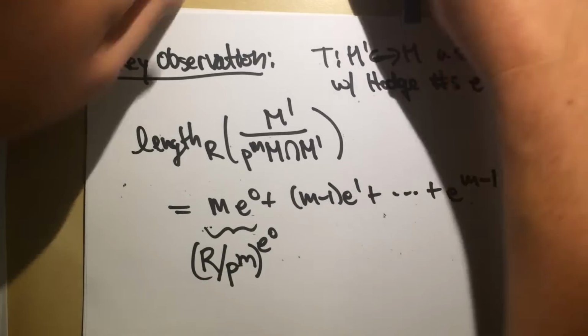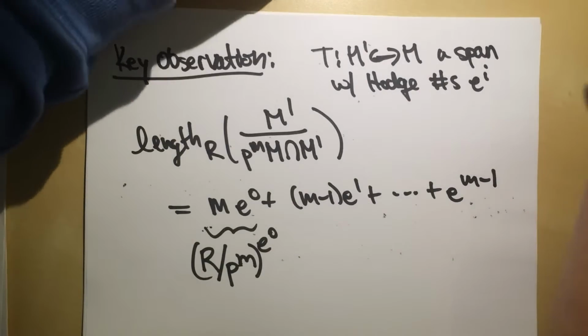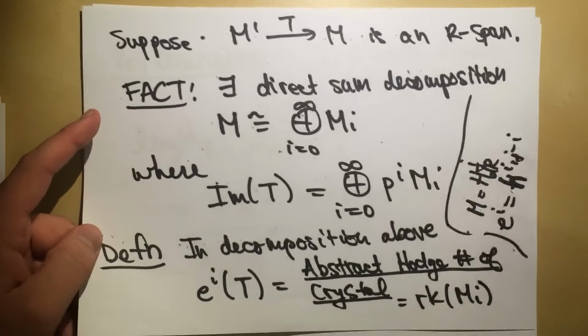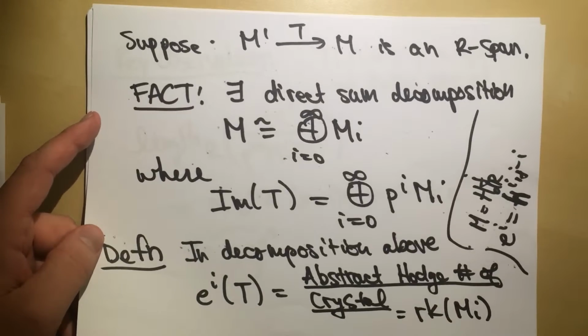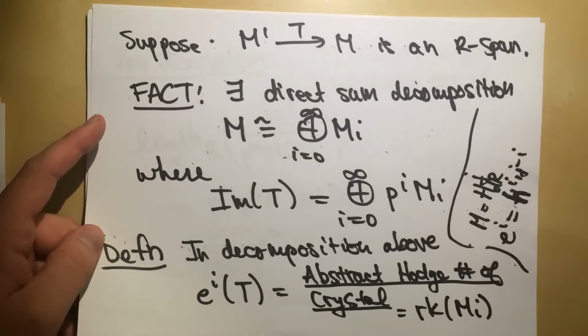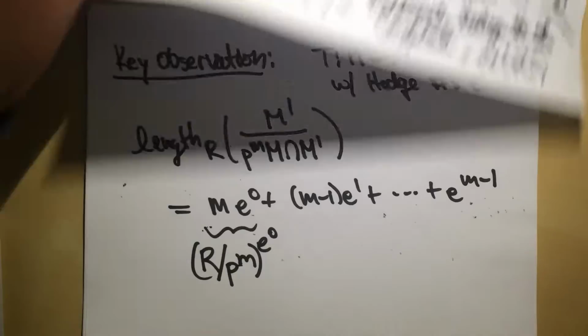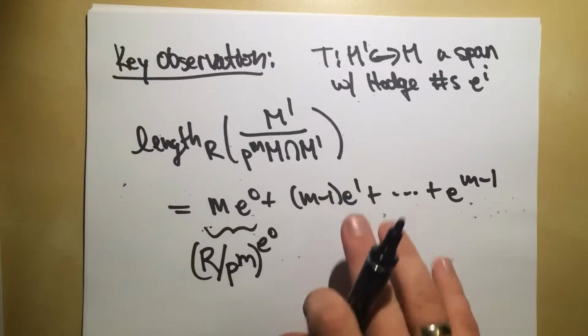Again, this goes back to the very basic fact that each R span has a direct sum decomposition like so, into free R modules of finite rank. There's nothing complicated about this.